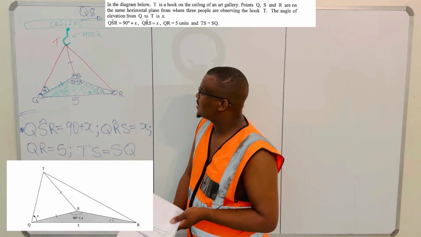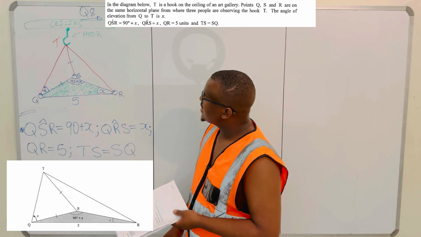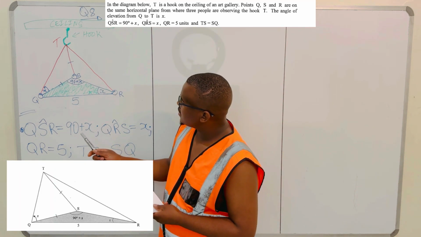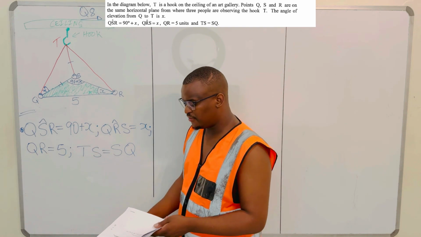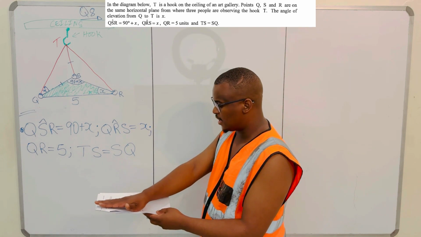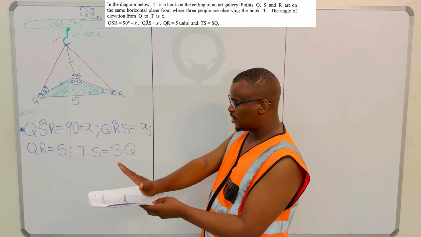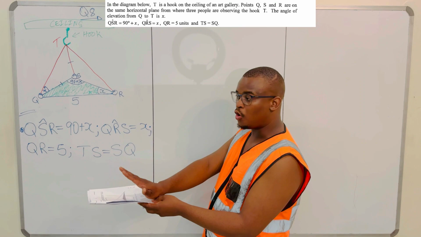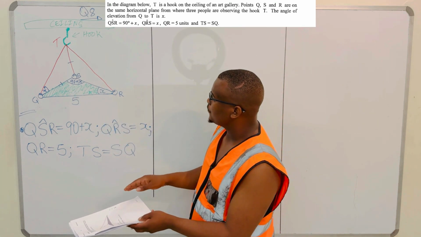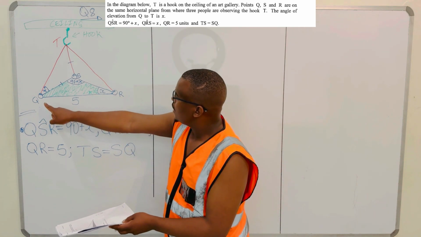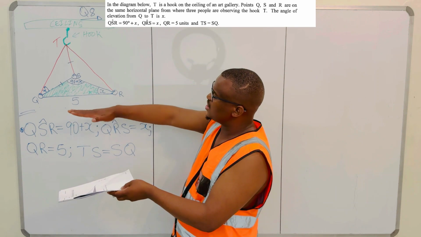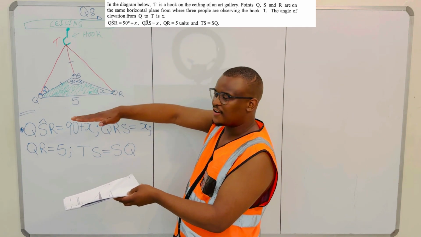So here is what they are saying now. The angle of elevation, right? What is the angle of elevation? The angle of elevation is an angle measured from the horizontal up into your ray, or into your line of sight. In this case, Q, S, and R are on the same horizontal plane, which means they're on the same level.